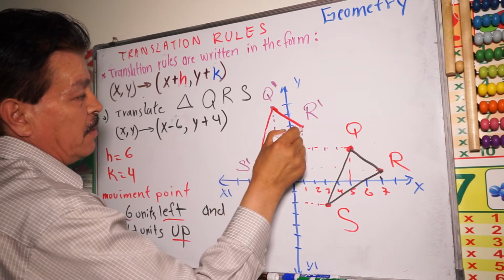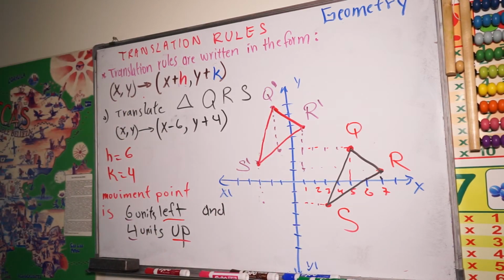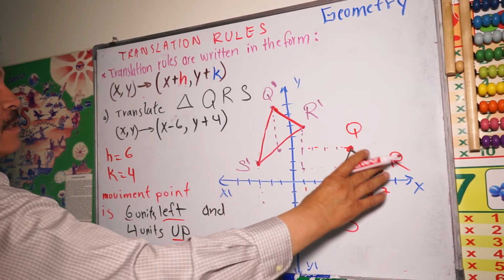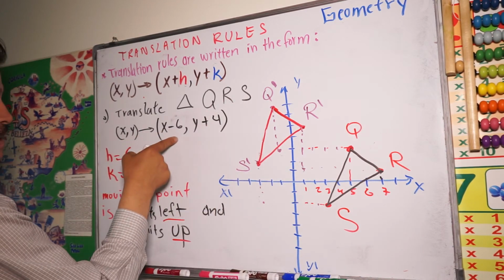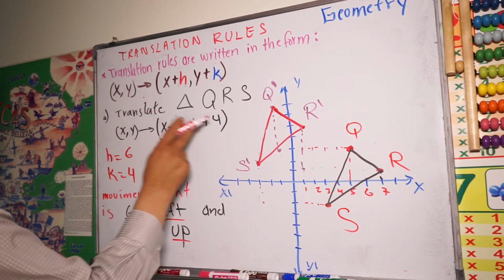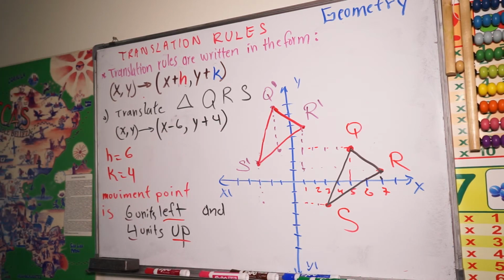Translated triangle. Okay, right here. We use the coordinate plane to translate the triangle. We translated 6 units left and then 4 units up. Now, we have the conclusion. What will be the conclusion? The conclusion.